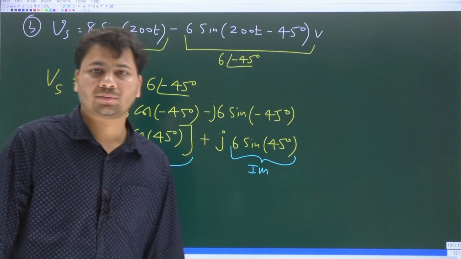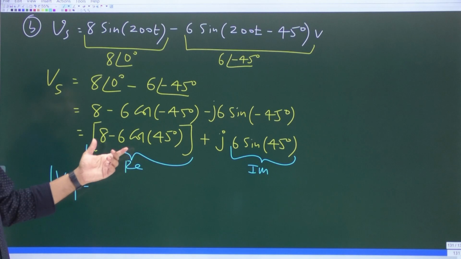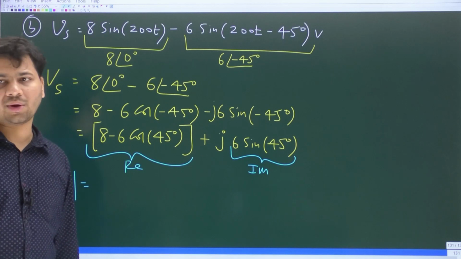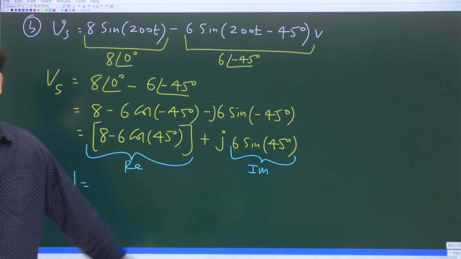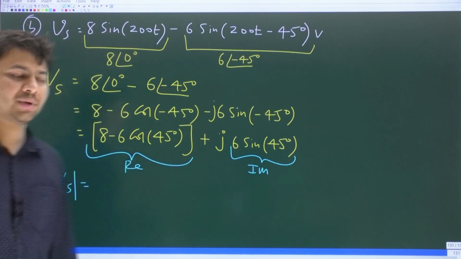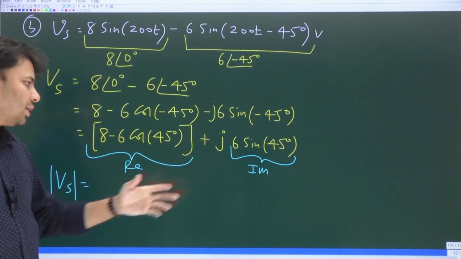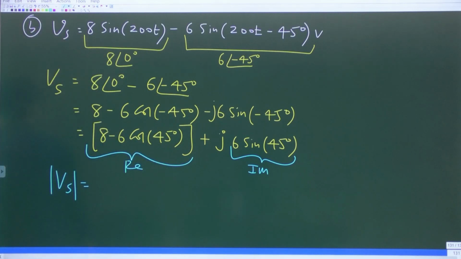Someone please tell me, what is mod Vs? What is the magnitude of the phasor voltage Vs? How do you find magnitude? Square the real part, square the imaginary part, add the two squares, take square root. What is the magnitude of this complex number? 8 minus 6 cos 45 degrees is the real part. 6 sin 45 degrees is the imaginary part. What is its magnitude?